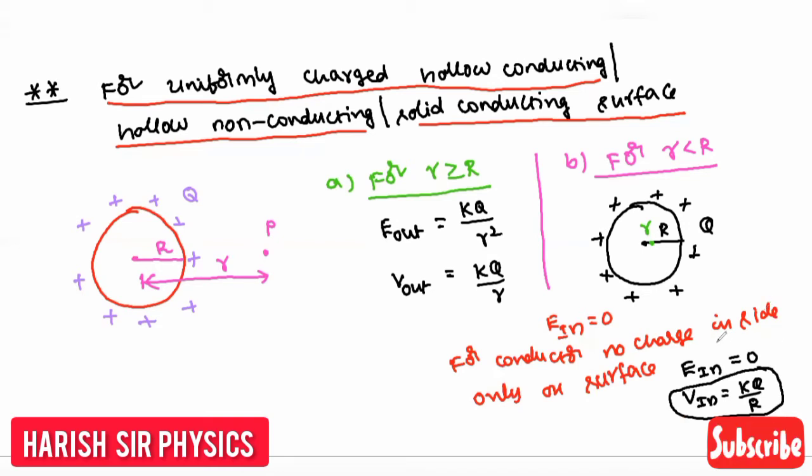Here we can see one interesting point. We know the relation between the electric field intensity and the potential: minus dV is equal to E into dr. If the electric field inside is 0, that means dV is equal to 0. dV is equal to 0 means V is equal to constant.